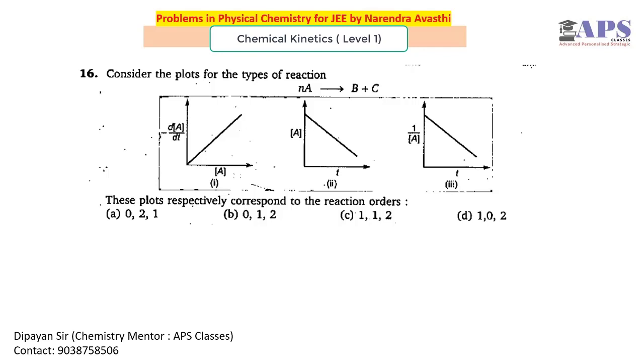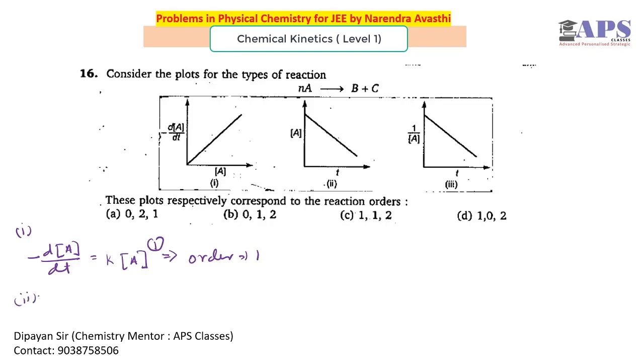For question number 16, minus dA by dt for option 1 is k A to the power 1. This is a plot of y equal to mx. So from this, we can say order of the reaction is 1.